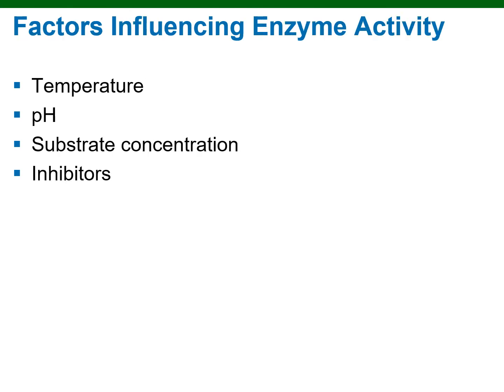There are 4 major factors that can affect the activity of an enzyme within a living system. And so we'll go through each one of these slide by slide. For now, though, the master list starts with temperature, and then we'll move on to pH, and then substrate concentration, and finally inhibitors.